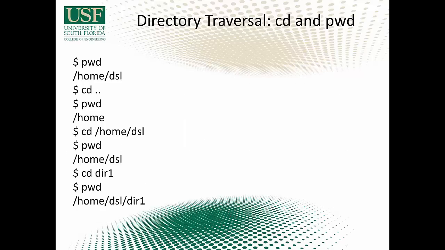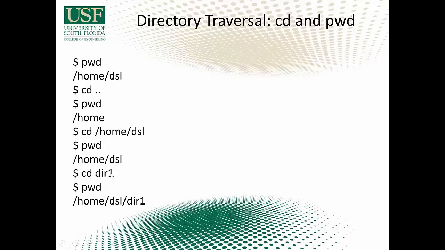Now other commands that you might need is pwd. This will show you the directory that you're currently in, and in this case we're in home DSL. If we cd up and do a pwd, we'll be in home. So you can see how this works. We can cd back down to DSL by either saying cd DSL or specifying the complete path, and again that brings us back down. We can also change directory to a specific directory.